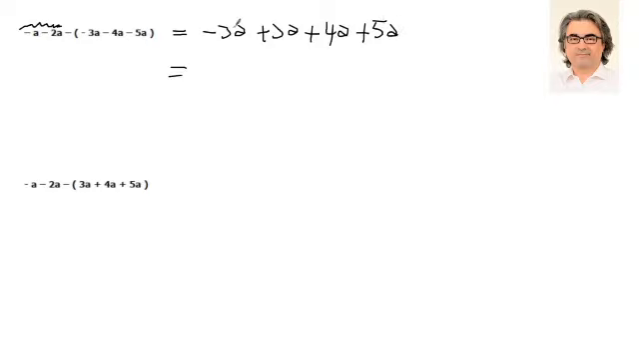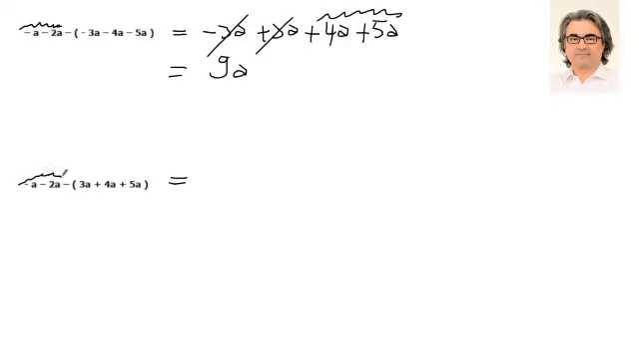Continue with minus 3a plus 3a. It's 0. So continue with these two terms summation. Plus 4a plus 5a, 4 plus 5, it's 9. 9 times a. It's the final result of this operation. Now let's continue with the next.